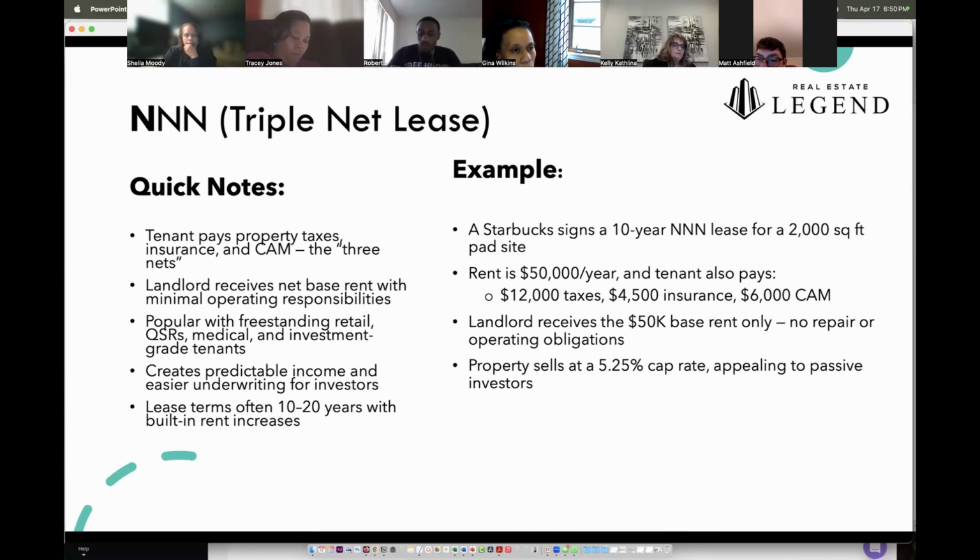There's going to be built-in rent increases, which are also called escalation clauses. Here's an example. Starbucks signs a 10-year triple net lease for 2,000 square feet. Rent is $50,000 a year, which is the base. Plus they pay 12,000 taxes, 45 insurance, and 6,000 CAM. So the landlord receives 50,000 base rent, and then obviously, you can do the math from there, but you kind of get the point. So triple net lease, very common in commercial.